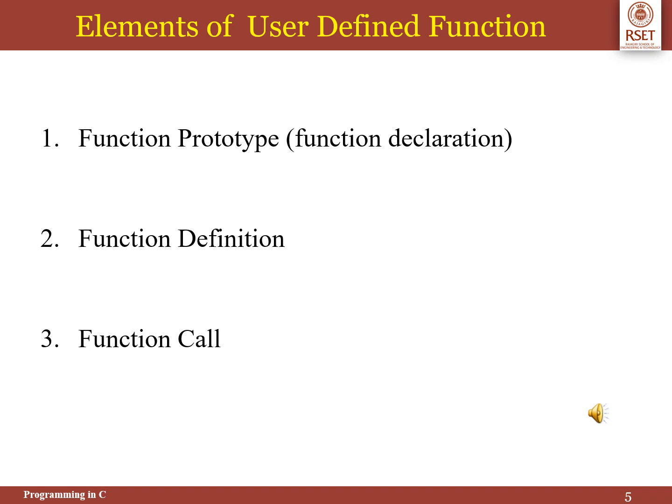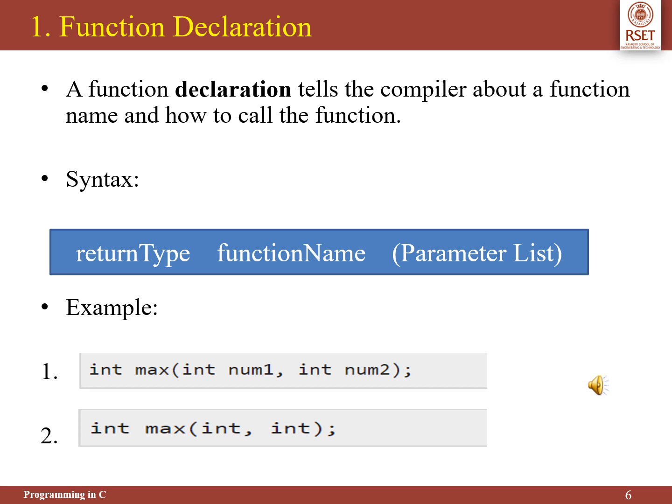For writing a function, first we need to understand the elements of a user-defined function. A function consists of a function declaration or a function prototype, a function definition, and a function call. Function declarations. A function declaration tells a compiler about a function name and how to call a function. The general syntax of a function declaration is return type followed by function name and parameter list inside the parenthesis.